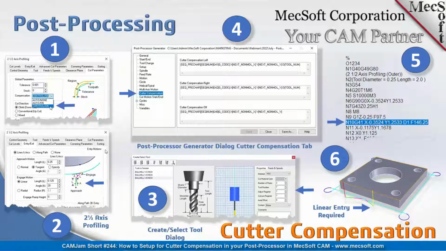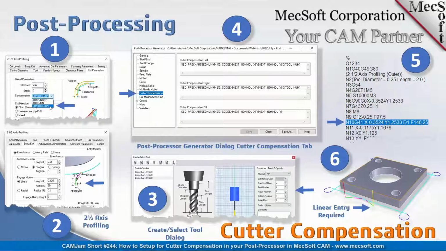This says entry motion at the top. There's a number of options you can do here. You need to set it to linear lines and arcs, and make sure the approach motion and the engage motion are set to linear. So in this example, we have an approach length set to 1/4 of an inch. This is the green line here in the image. And then we have an engage motion that's set to linear. That's set to 1/8 of an inch, and that's the magenta motion you see here.